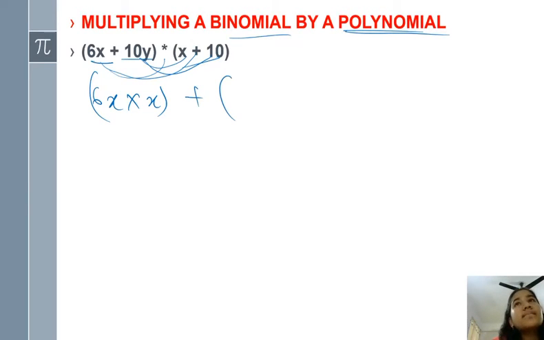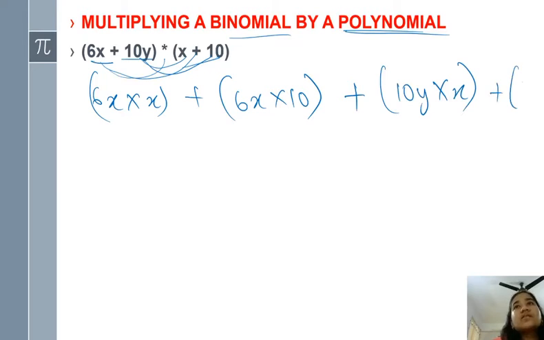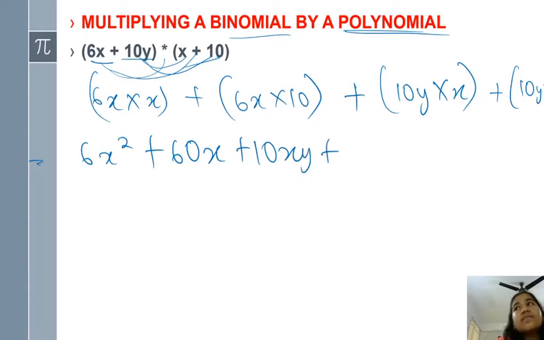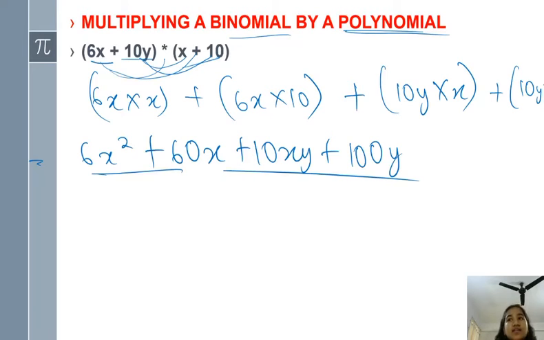plus 6x into 10 plus 10y into x plus 10y into 10 is equal to 6x squared plus 60x plus 10xy plus 100y. That's your answer, right? Now if you have to arrange it further, then I think this is the actual answer. This is your answer. Now let me explain another sum of monomial by polynomial.